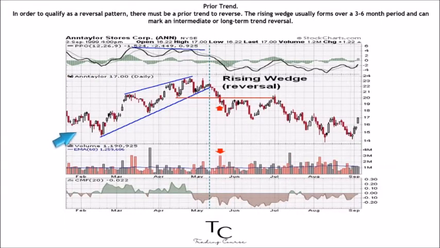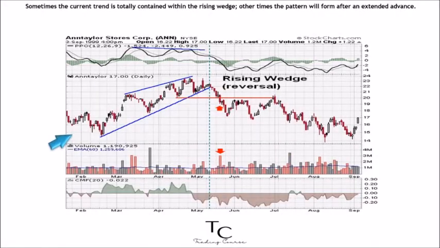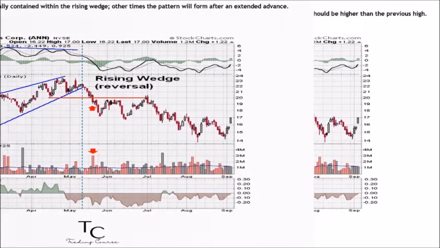Prior trend. In order to qualify as a reversal pattern, there must be a prior trend to reverse. The rising wedge usually forms over a 3 to 6 month period and can mark an intermediate or long-term trend reversal. Sometimes the current trend is totally contained within the rising wedge. Other times the pattern will form after an extended advance.